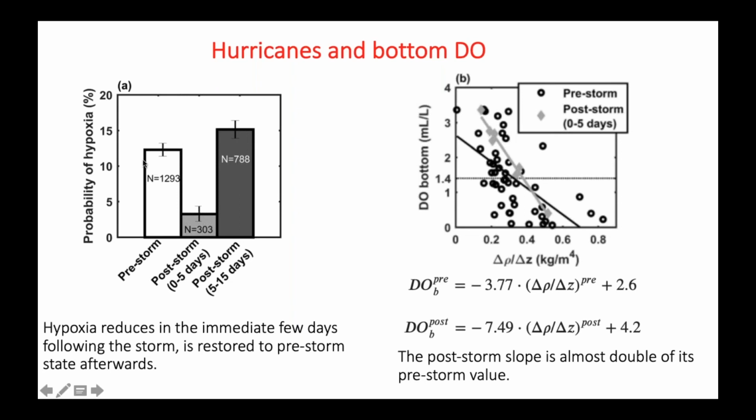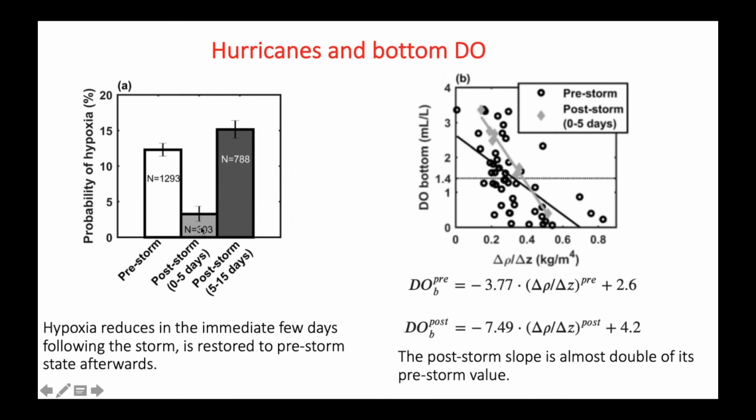So you have a probability of approximately 10 to 15% chance of finding hypoxia before the approach of the storm. Once the storm approaches, you have vertical mixing and ventilation of the bottom waters, and hypoxia diminishes considerably, as you can see here.